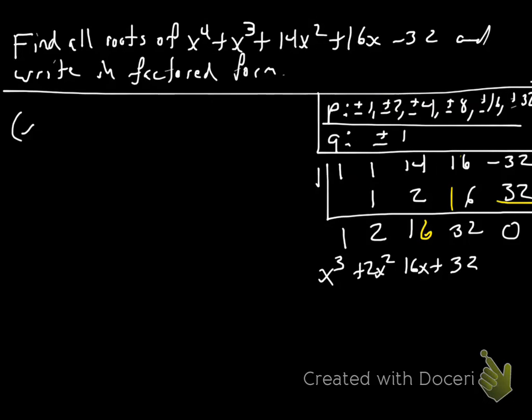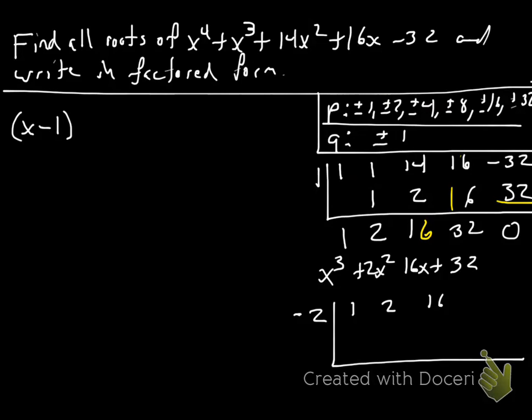So what's left over is x cubed plus 2x squared plus 16x plus 32. And I also know that x minus 1 is a factor, and we can use the remainder theorem and play the same game again. I worked this one ahead, so I tried negative 1, and it didn't work, and I tried 2 and it didn't work.